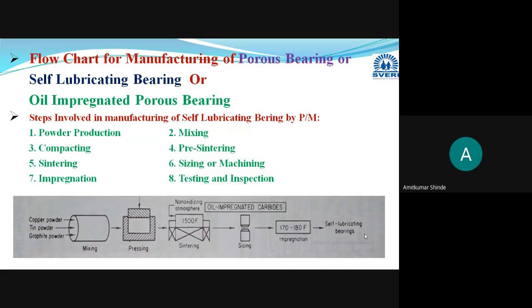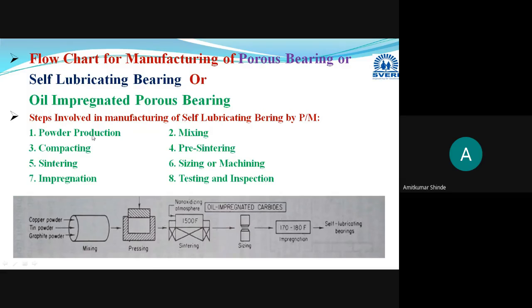Now this self-lubricating bearing is also termed the porous bearing. Why the name porous bearing is given, you will understand at the end of that process. These names, like porous bearing, self-lubricating bearing, or oil impregnated porous bearing, are given for a reason. Now, the manufacturing of this bearing consists of the following stages. Approximately 8 stages are there.